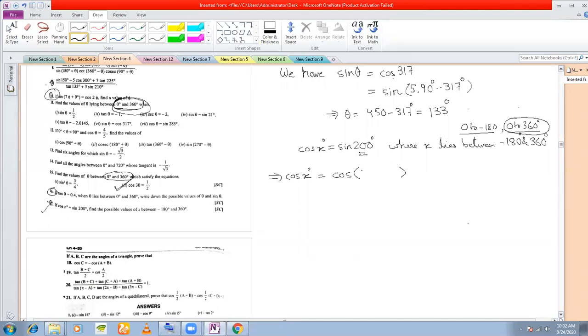So I'll try the first quadrant. 1 into 90 degree minus 200. This is my first quadrant, right? So what am I getting? 90 minus 200, which is minus 110 degree, isn't it? So is minus 110 degree acceptable? Yes, it is, because I can find this lies between 0 and minus 180 degree. Therefore minus 110 degree is acceptable.